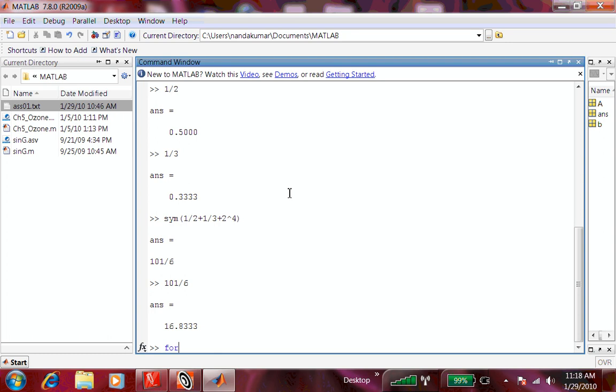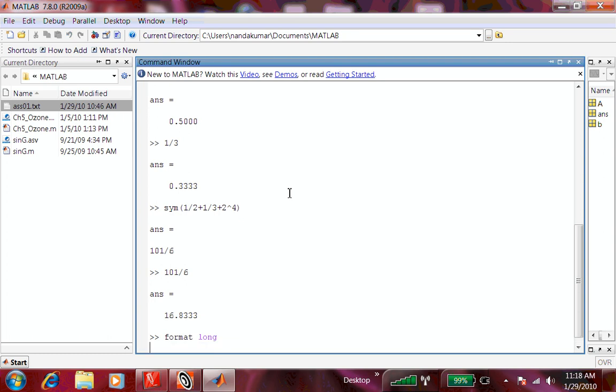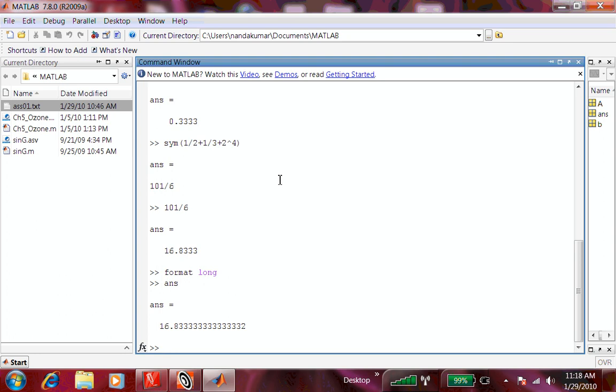So if I do format long, it will display the answer through 16 significant digits. So you can already see error beginning to creep up in the last decimal place when it does the calculation numerically. But when I did this symbolically by passing it to the symbolic routine, which is what I did here, it gives me the exact answer. Now this answer is called a symbol.